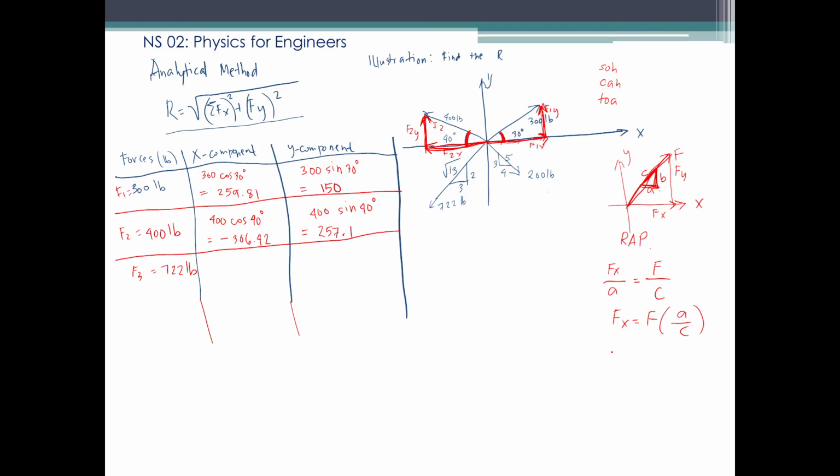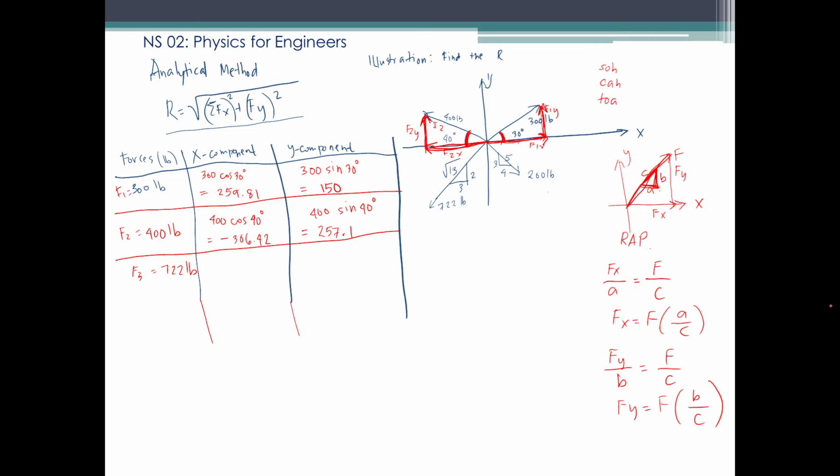Now, for Fy, we have the ratio and proportion Fy is to b, look at the figure please, as force F is to C. So, Fy, therefore, is magnitude of F times B over C. So that is how you solve for the components when you are given the slope.